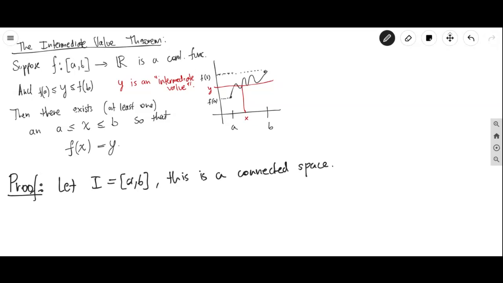We technically only proved it for the interval from 0 to 1, but it'll be a homework problem where you prove it for any interval in general. So this is a connected space.